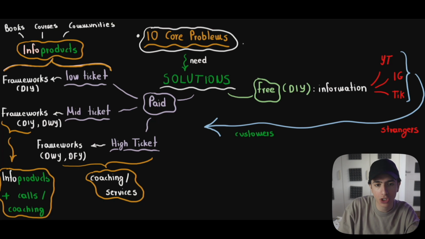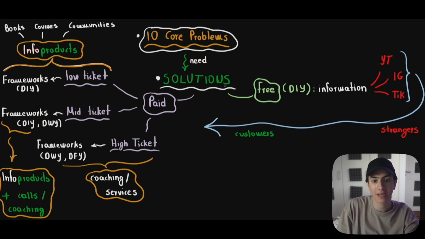So this was the point at which we left off in the previous lesson, right? We analyzed and mentioned the 10 core problems of the target avatar that we have created. Now, these problems, as we know, require solutions. And there are two types of solutions that we can give to those problems. And spoiler alert, we're going to be giving both of those types of solutions. We can't just have one of those types.